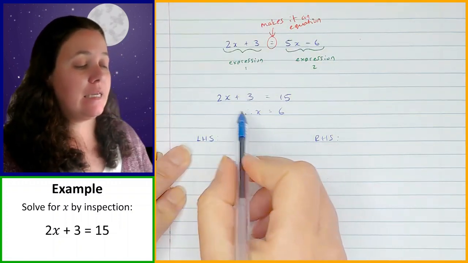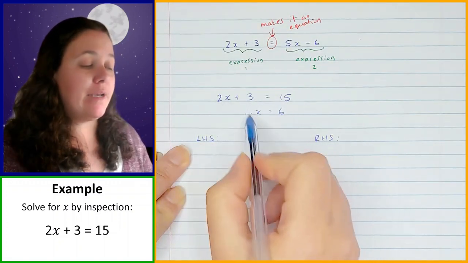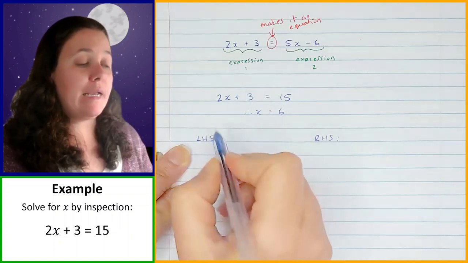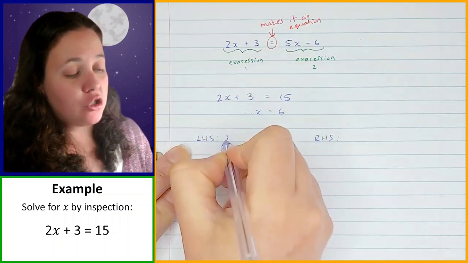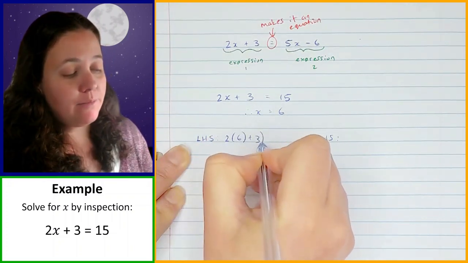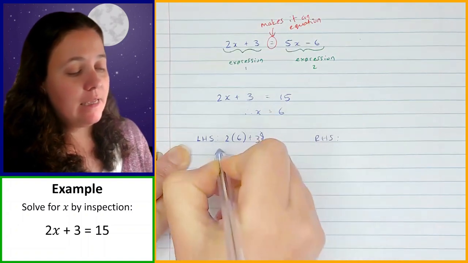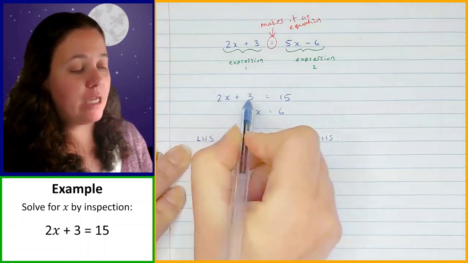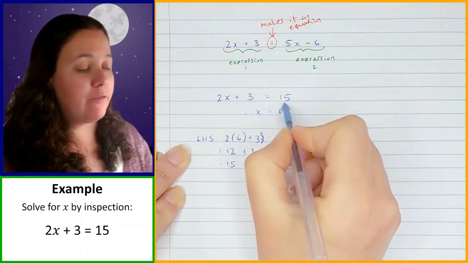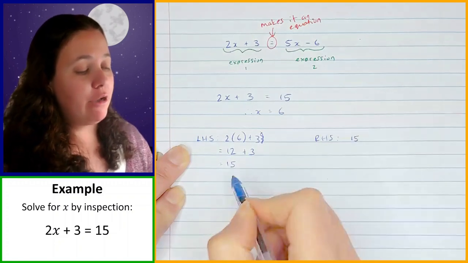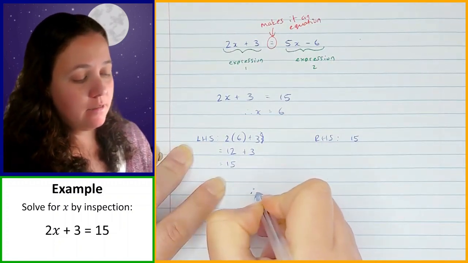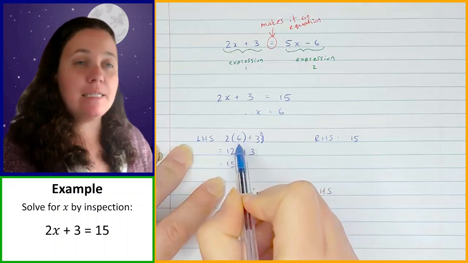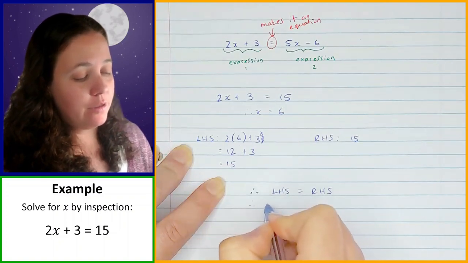Okay, so for our left-hand side, I'm going to use substitution with the value of x that I just worked out, to substitute in and find out what I get for the left-hand side with that value of x. So 2 times 6 plus 3 equals 12 plus 3 equals 15. So my left-hand side of my equation is 15, and my right-hand side of my equation is 15. So now I know that my left-hand side is in fact equal to my right-hand side if x is 6. Therefore, I know that my solution is correct.